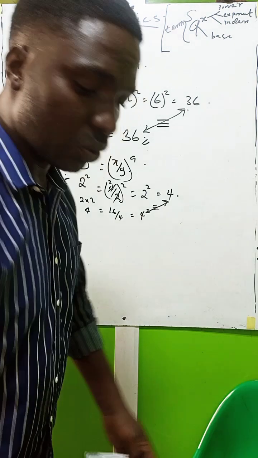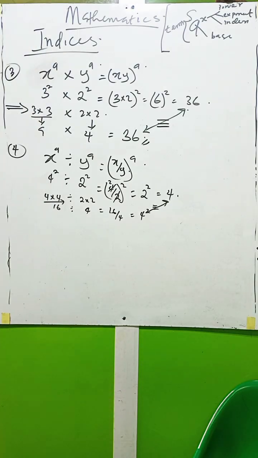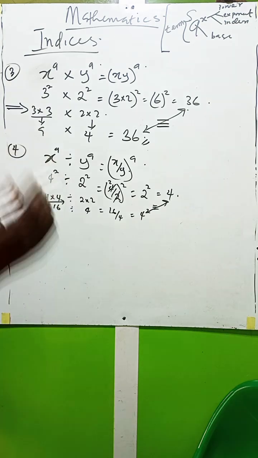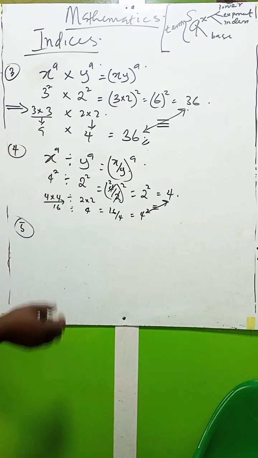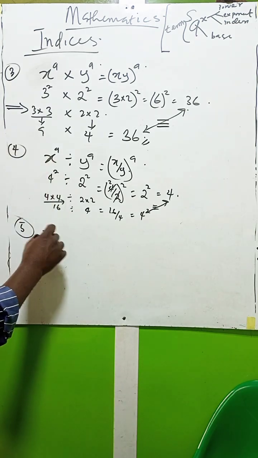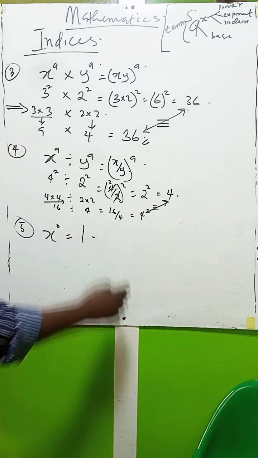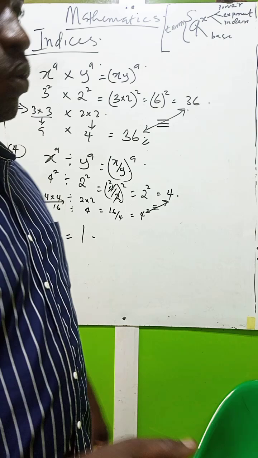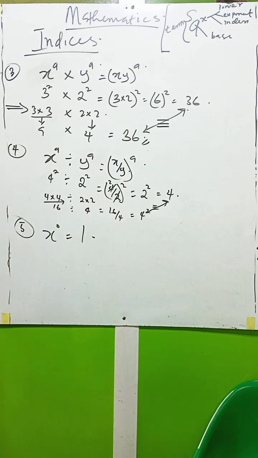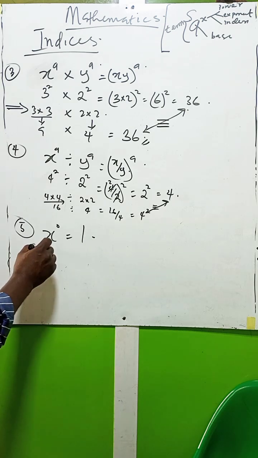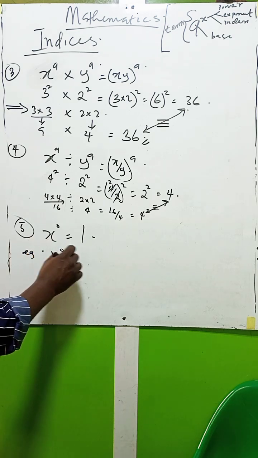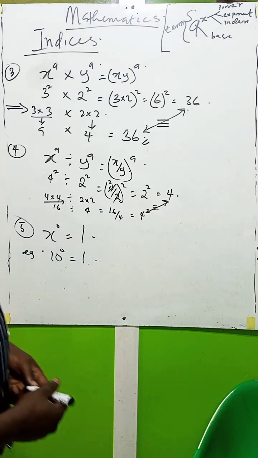Okay, let's go to law number 5. Law number 5 is simple. Law number 5 says that anything raised to power 0 equals 1. That is, x raised to power 0 equals 1. Anything raised to power 0 is equal to 1. Example, e.g., 10 raised to power 0 equals 1.